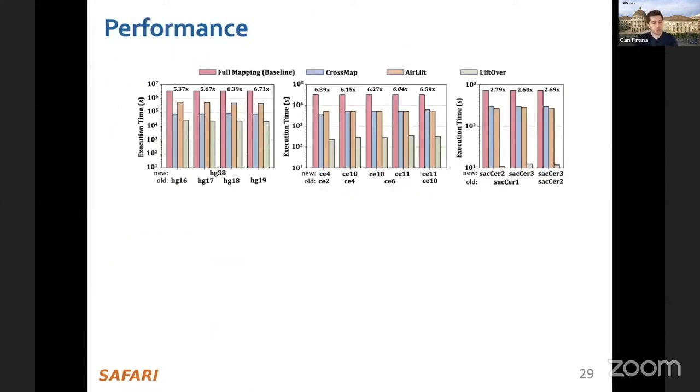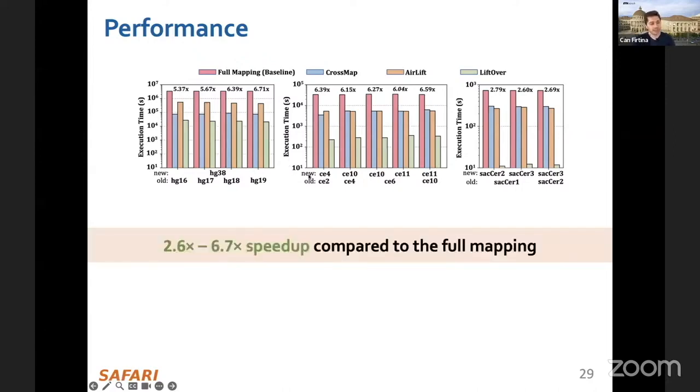So this figure shows the performance results compared to full mapping, CrossMap, AirLift, and Liftover. On the y-axis, we have the execution time. On the x-axis, we have the old reference genome information and the new reference genome information. So this means that, for example, in this particular region, we can tell that we generated the results by moving the reads from HG16 to HG38. And in this particular region, we can tell that we generated the results by moving the reads from HG19 to HG38 again.